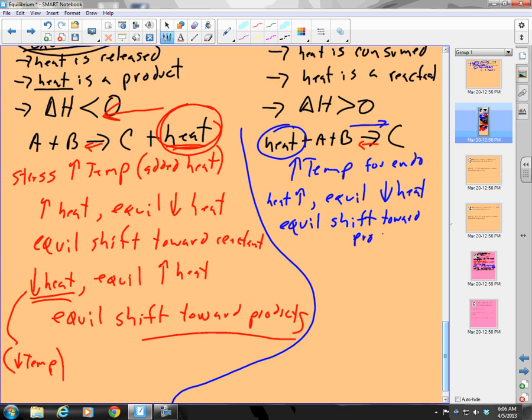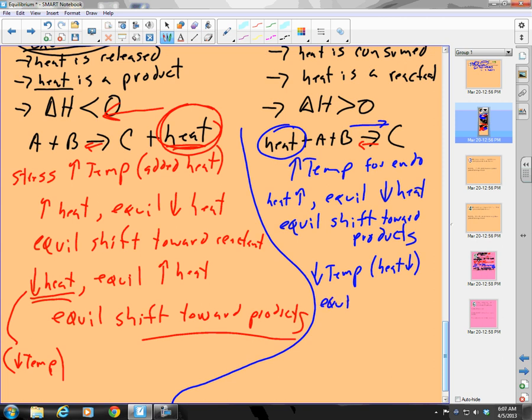Oh, got it. Hey, this is a piece of cake now. It sure is. What happens if my temp drops? Well, if my temp drops, that means what? That means my heat dropped. So that's my stress. So what is my equilibrium going to do?